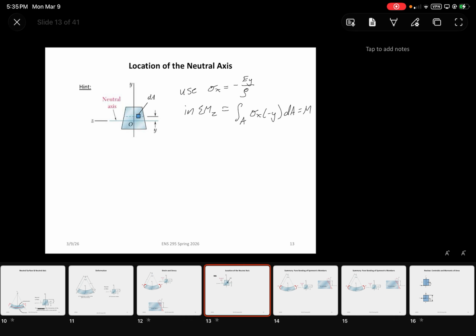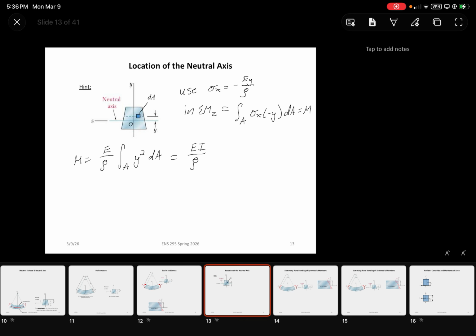And we know that this has to equal the bending moment within the beam, right? This is the really important equation for this chapter. From this integral, we would get that the bending moment in the beam is just equal to E over rho times the integral of A y squared dA. Does anyone remember what this equation is? Moment of inertia. So we can rewrite this to just say EI over rho.